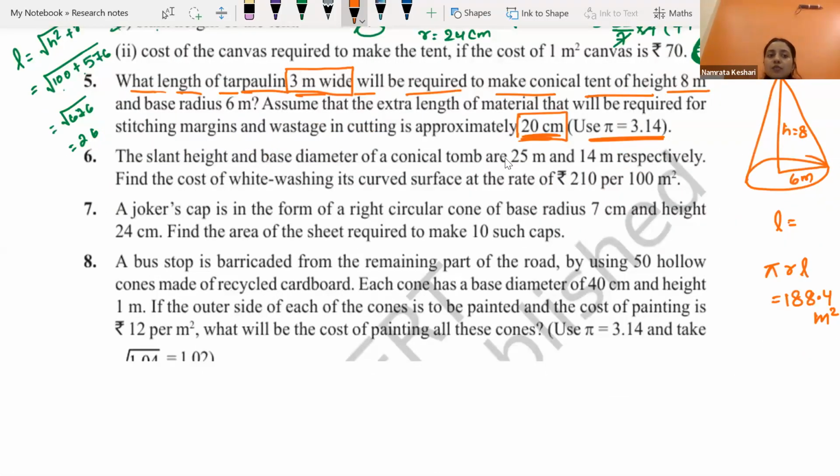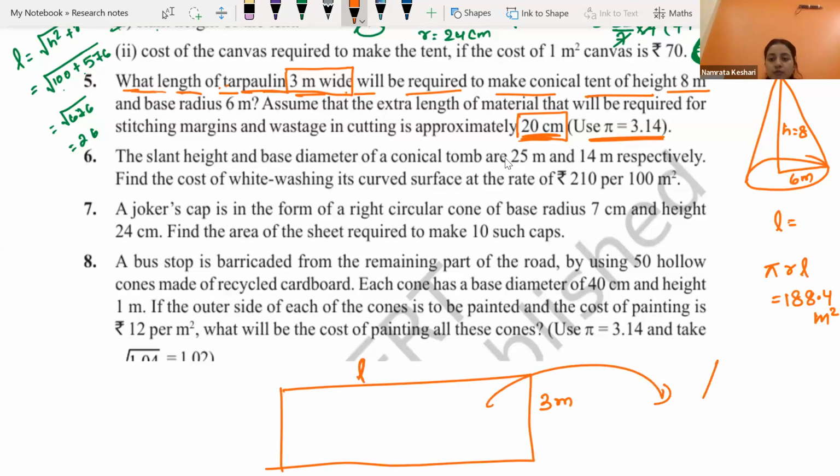The question says: what length of tarpaulin 3 meter wide? A cloth basically we are having which is 3 meter wide. What will be the length of this cloth, which we are going to use to make a tent out of it? The height was given as 8 and the radius as 6 meter. We found the curved surface area of this tent is 188.4. A tarpaulin we are having, out of which we are making a tent.